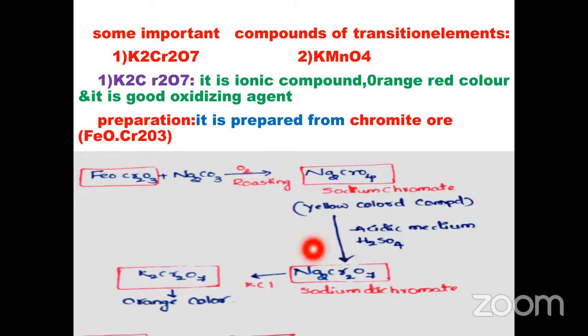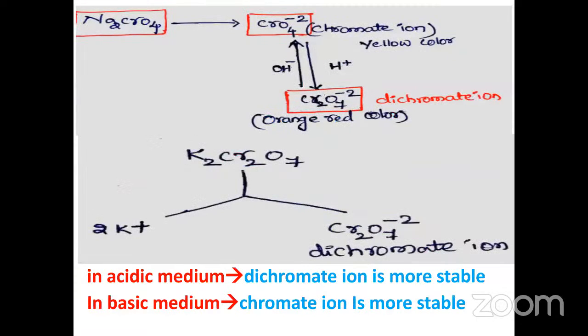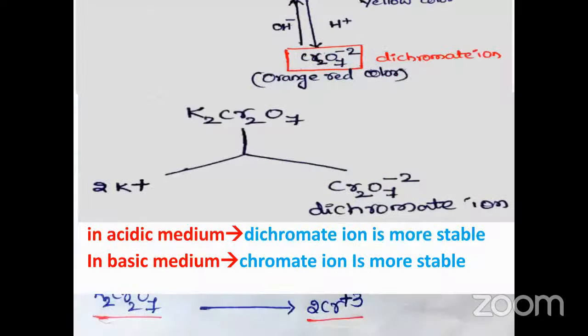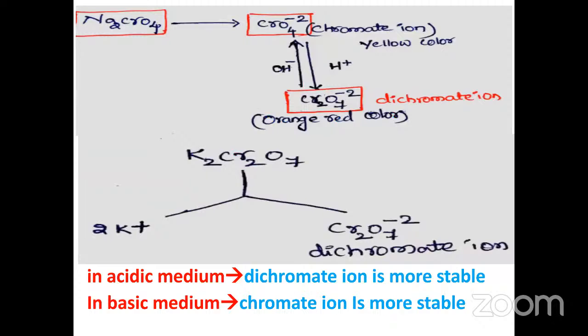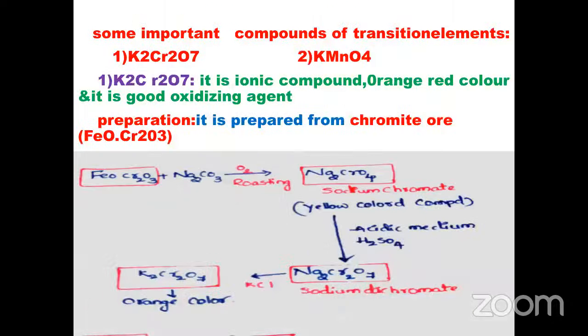It reacts with KCl. Whenever it reacts with KCl, the potassium, being more active than the sodium, replaces the sodium from the sodium dichromate to form K2Cr2O7. It is orange color. This is the preparation of K2Cr2O7. And Na2CrO4 is formed here.